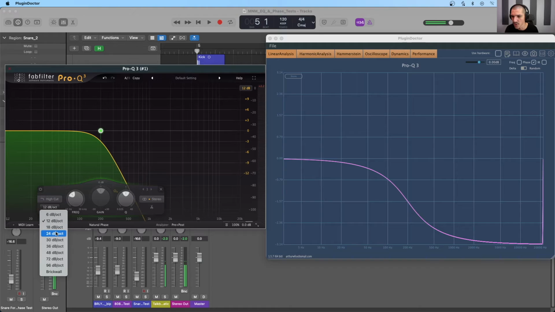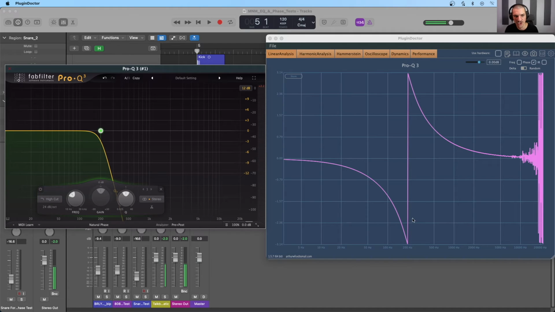Let's just double the slope of this low pass filter to 24 decibels per octave. And here we see that strange thing that I was talking about before. So we have basically no phase shift. And then as we reach the cutoff frequency, again at 200 Hertz, we have negative 180. And then we can imagine this curve as continuing to go down.